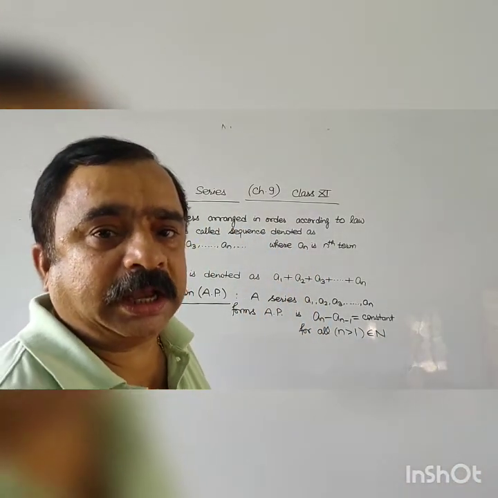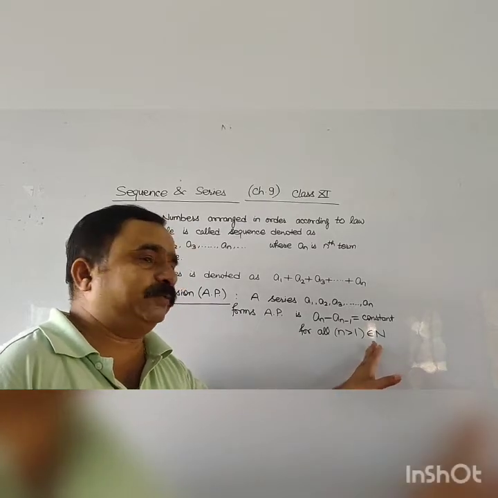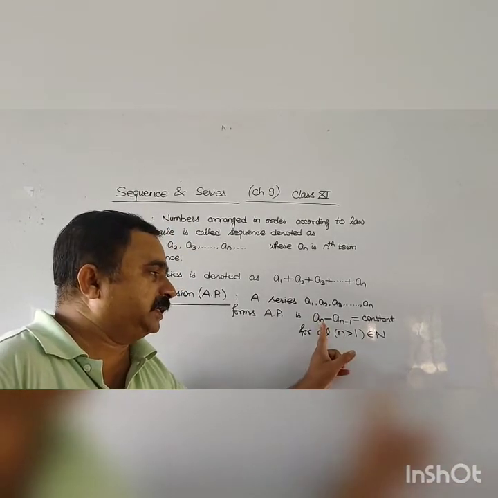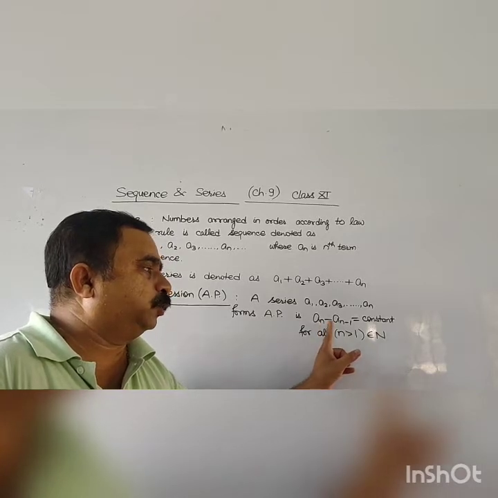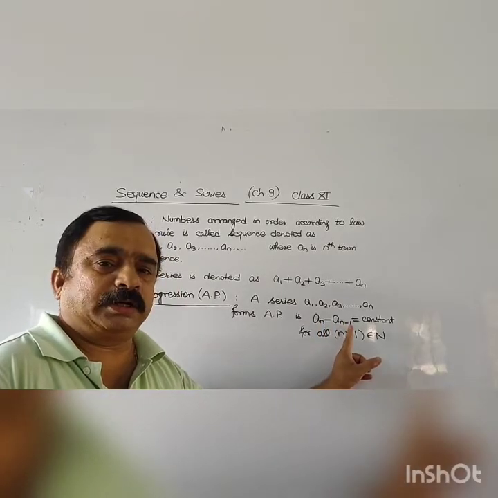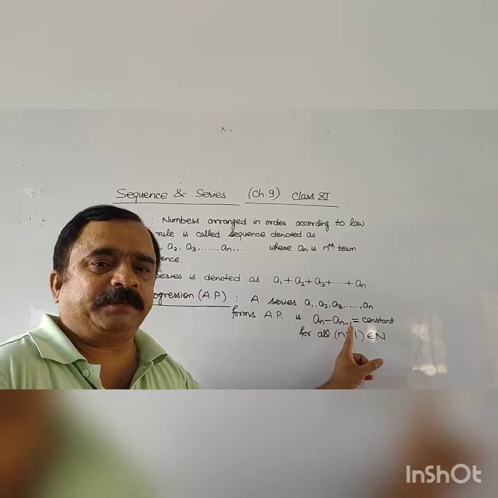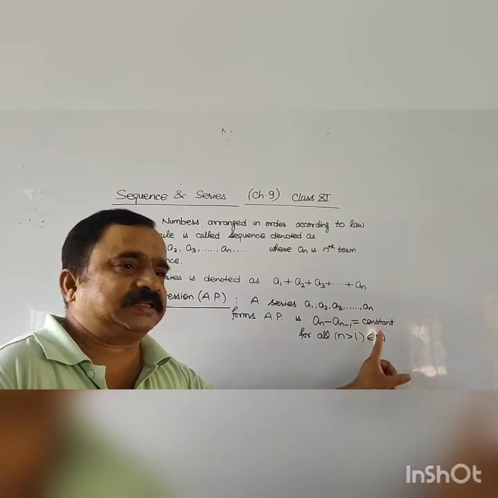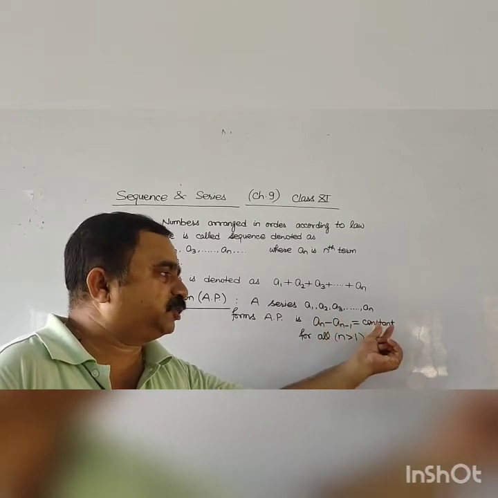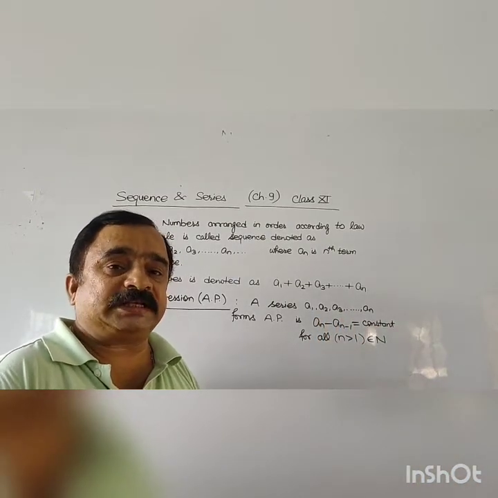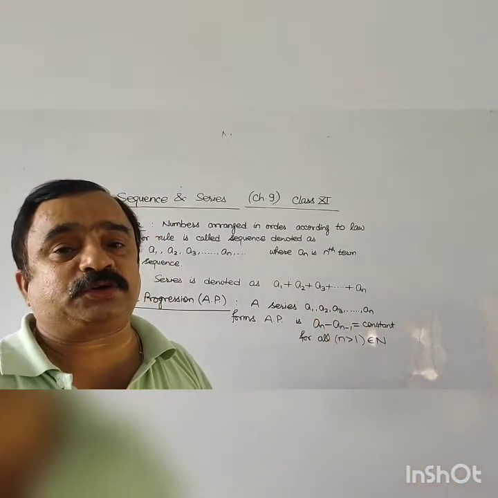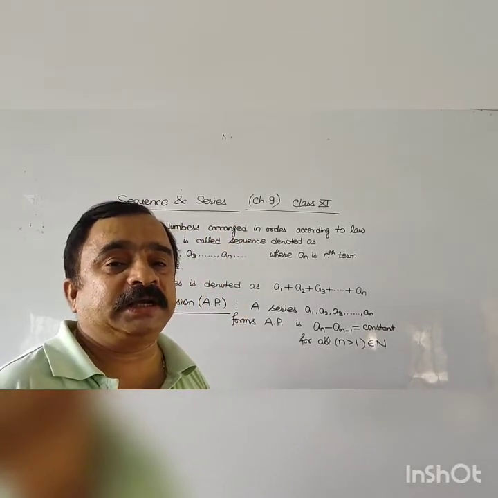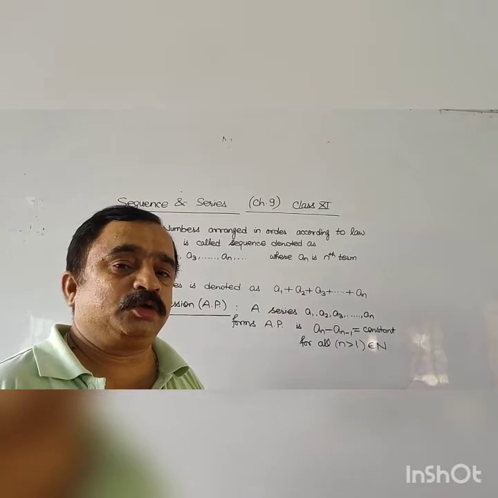N is what? N is a natural number which is greater than 1. That means अगर 1 से greater natural number रखेंगे, 2, और 2 minus 1, A2 minus A1, A3 minus A2, A4 minus A3, ये difference constant होता है. This constant difference is known as common difference, usually denoted by small d.